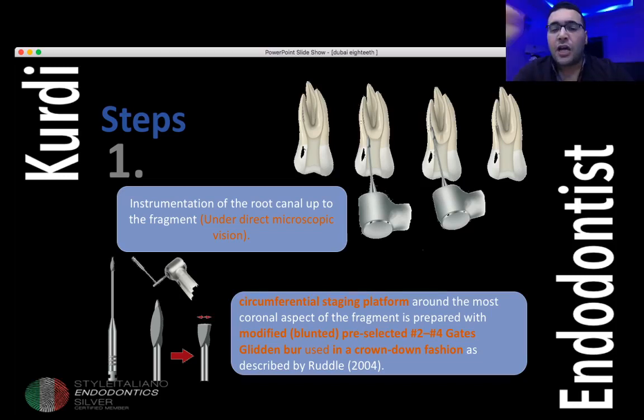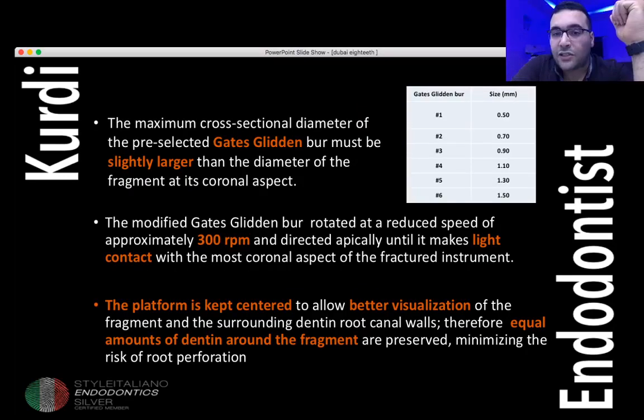And as Ruddle mentioned, if you are going to make the staging platform, you can just use the modified Gates-Glidden. You get the Gates-Glidden and with a stone you just remove the tip, so it will be a modified Gates-Glidden and you can use it. We have size 2, 3 or even 4, and here are the sizes of the Gates-Glidden burs, but I was in the past using 1, 2, 3, 4. Nowadays, and I will talk about my protocol today, I just use 1, 2. Maximum, in some cases, I use 3.